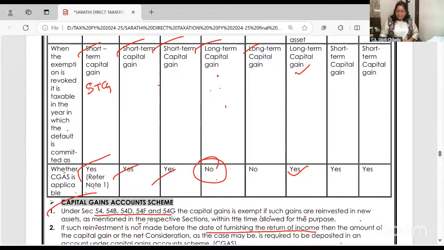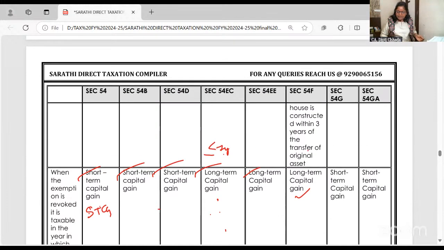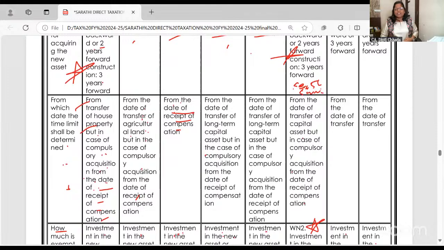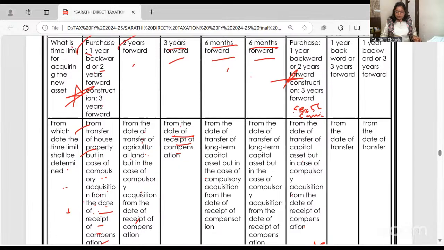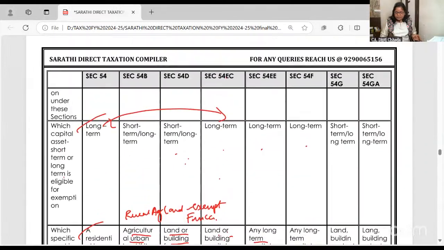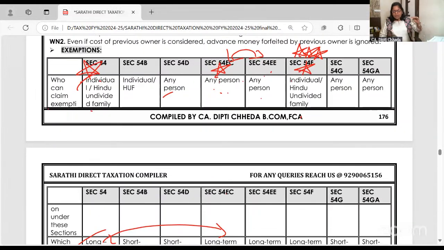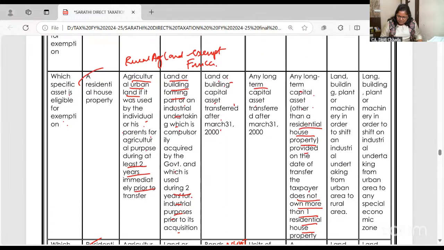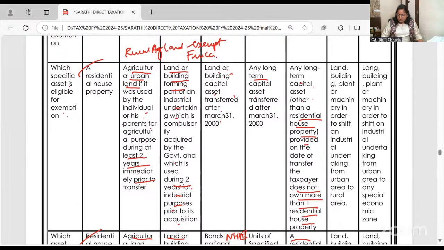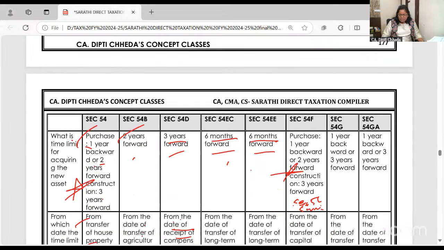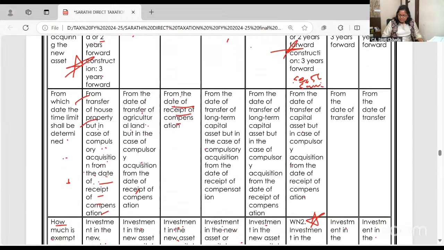Once again, shall I repeat this, dear students? Thank you for waiting. 54F. How the formula works? I'll tell you with an example. This compiler is made with a lot of efforts, and I have given these notes also in the Telegram, for those who want. So look at 54F. Individual and HUF. Sell any long-term capital asset other than house, and on that day you should not have more than one house. Buy the residential house within 2 years, construct within 3 years from date of transfer.